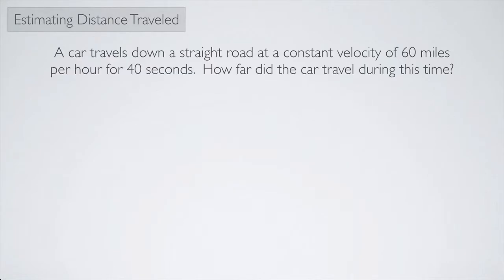Suppose a car travels down a straight road at a constant velocity of 60 miles per hour for 40 seconds. How far did the car travel during this time? Well, if it was a constant velocity of 60 miles per hour, then we could use the formula distance equals velocity times time. This works when you have a constant velocity.